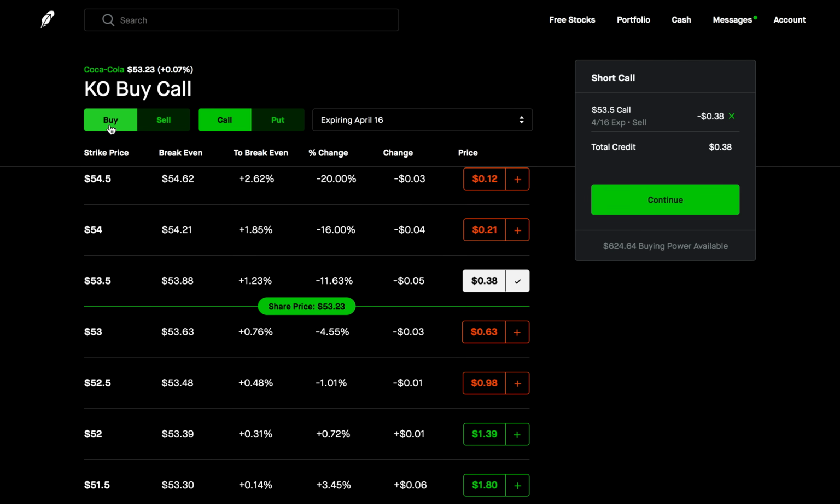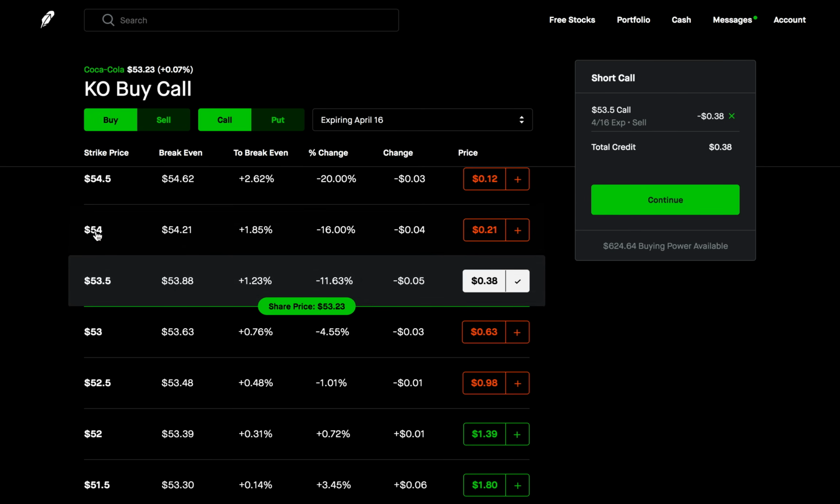Now, that being said, the next thing we're going to do is we're going to buy 2 calls here. We're going to want to buy a call where the strike price is higher than the strike price of the 2 calls that we're selling, and one where the strike price is lower than the strike price of the calls that we're selling. So let's start up here.